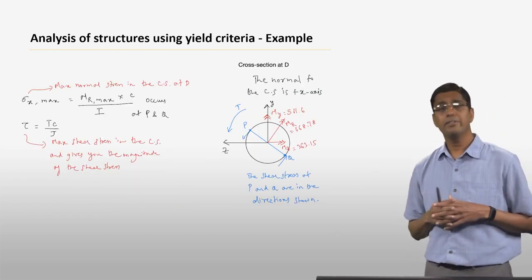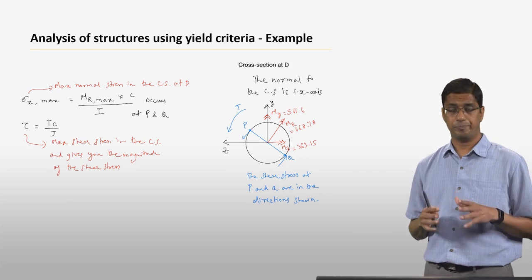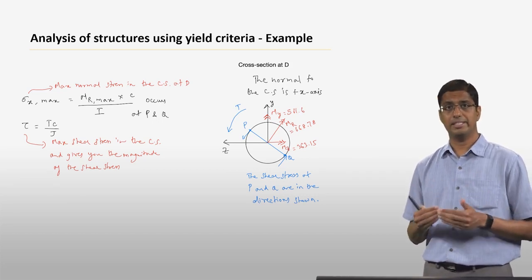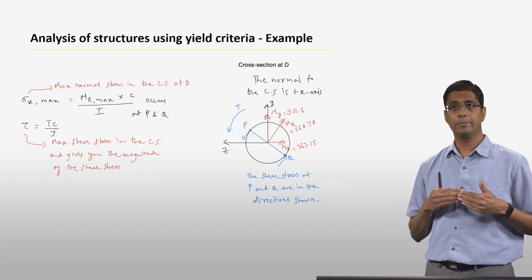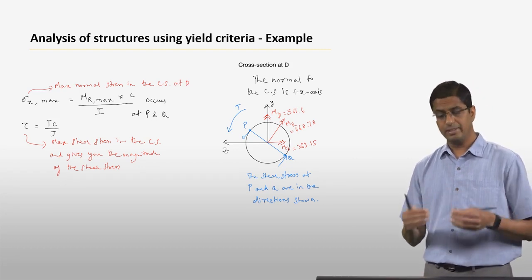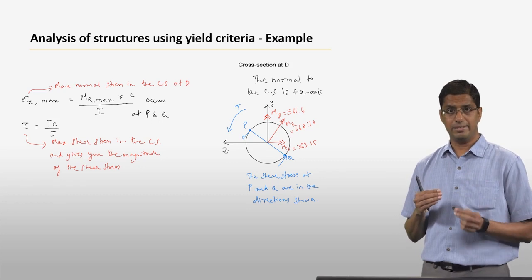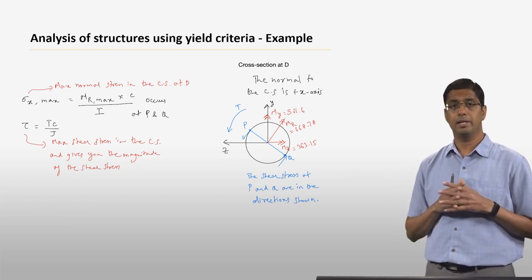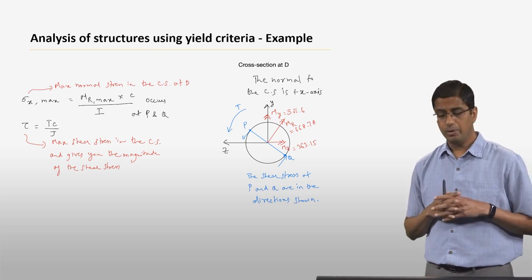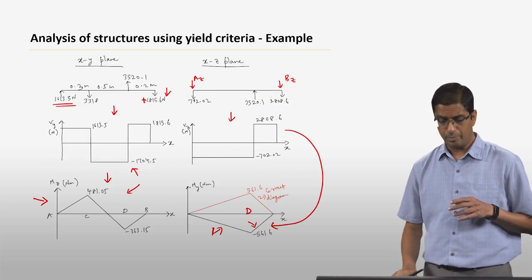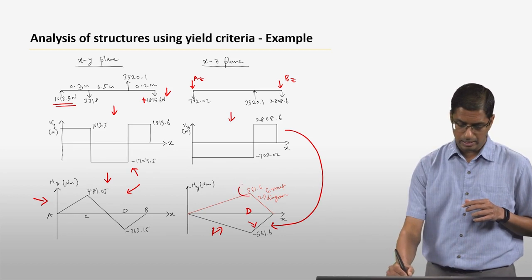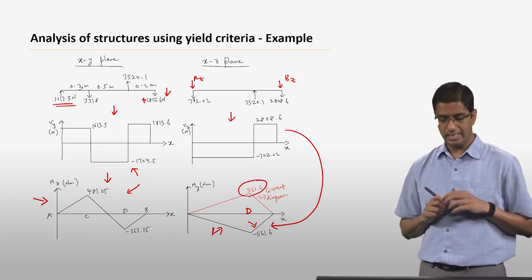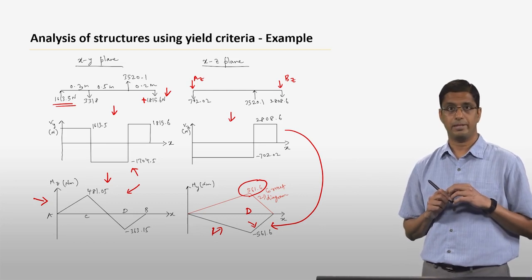Now if you look at the cross-section D, I have drawn it in such a way that the normal to this cross-section is the positive x-axis. Based on that coordinate system, my z-axis will be pointing to the left and y-axis will be pointing to the top. Now, if you look at the moment diagram, the Mz value at D is 561.6.